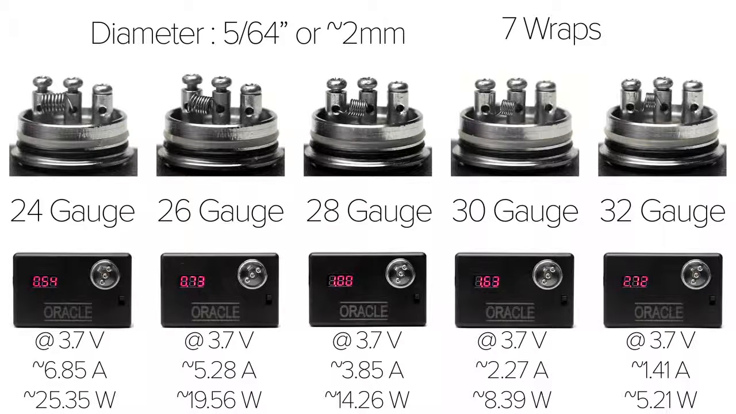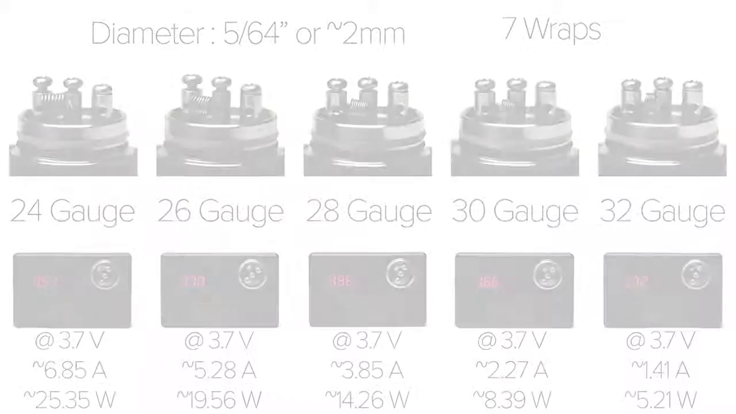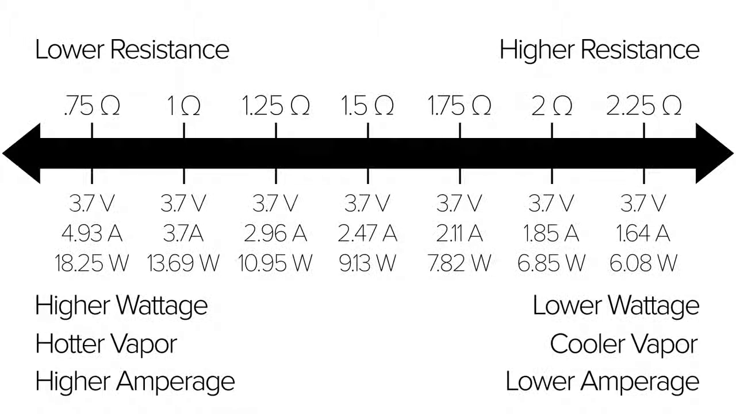If you want a cooler vape, then use a higher gauge wire with a higher resistance coil. If you want a warmer vape, use a lower gauge wire with a lower resistance coil. So remember, the higher the resistance, the lower the wattage and amperage, and the cooler your vape will be. The lower the resistance, the higher the wattage and amperage, and the hotter your vape will be.